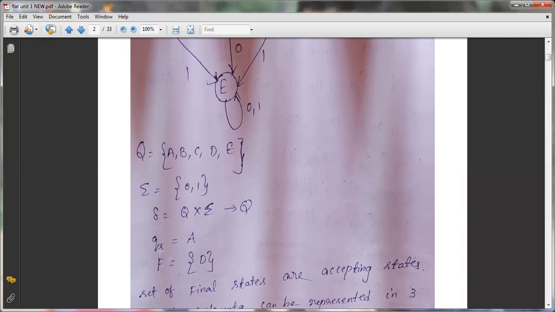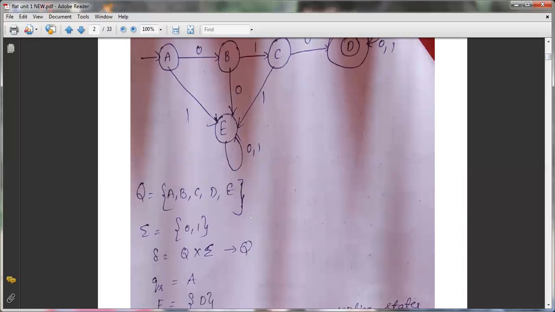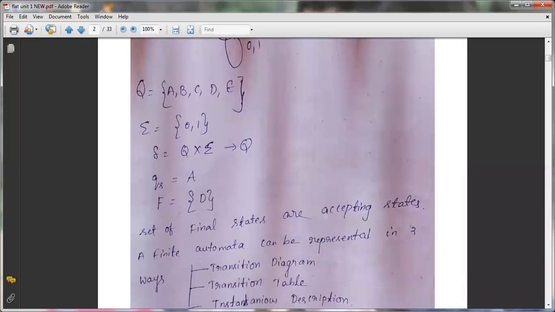And after that, Qs is the starting state. What is the starting state in the above example I have taken here? A is the initial state. A starting state will be represented with this arrow mark and the final state will be represented with the double circle. So Qs is the starting state A and the final state is D, because D is represented as a double circle here. So F is nothing but the final state. The set of all the final states are nothing but the accepting states.